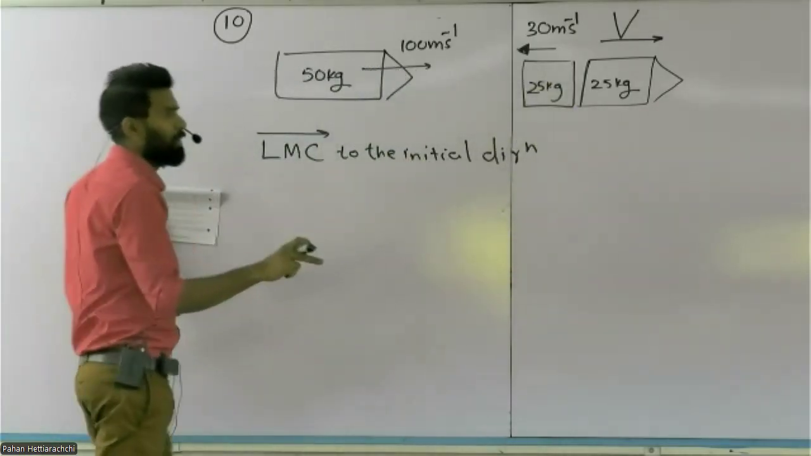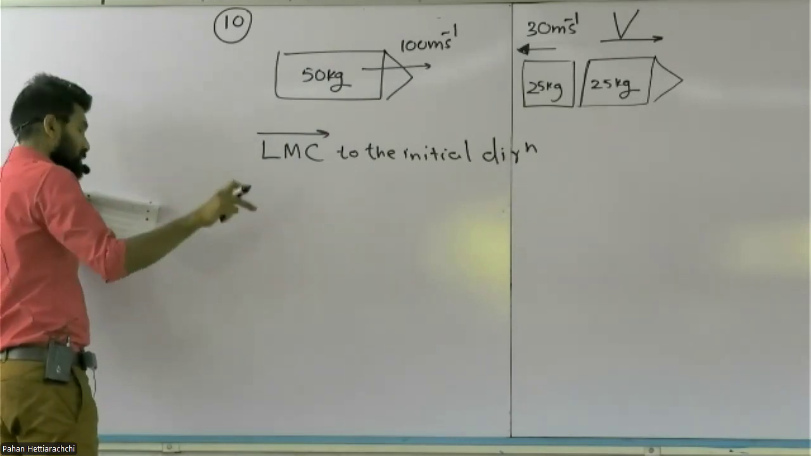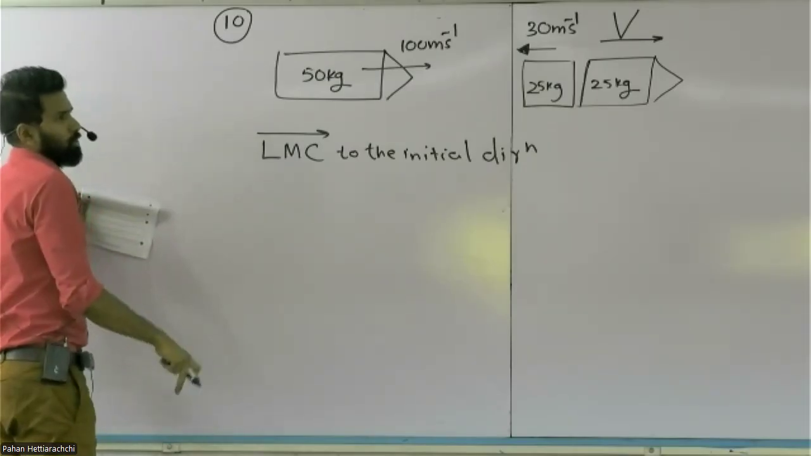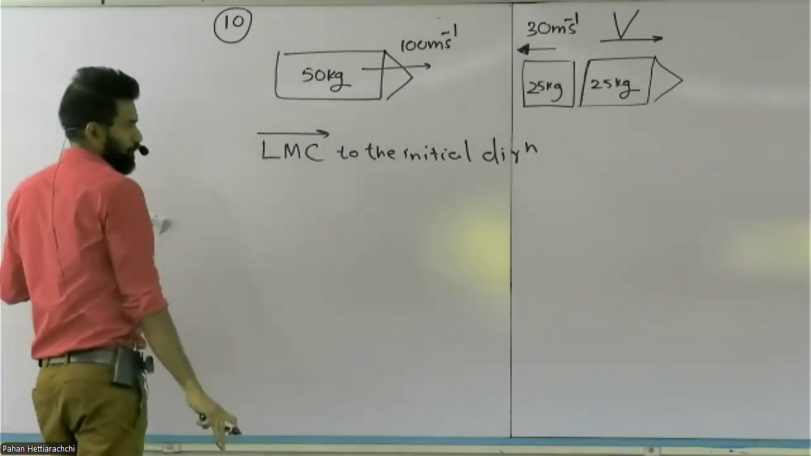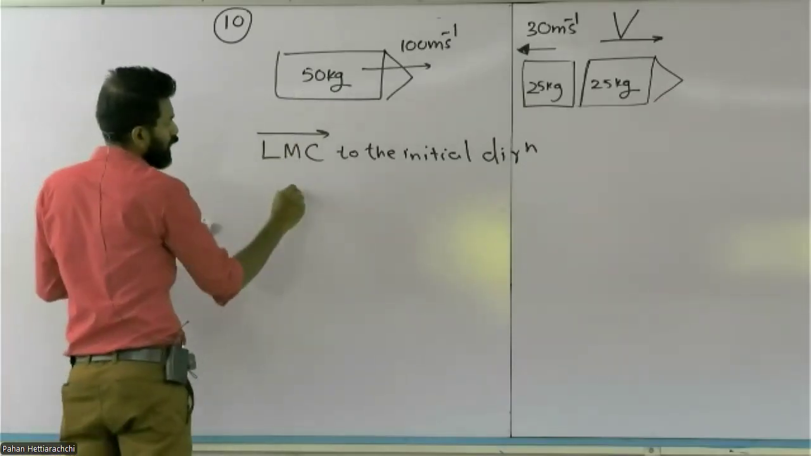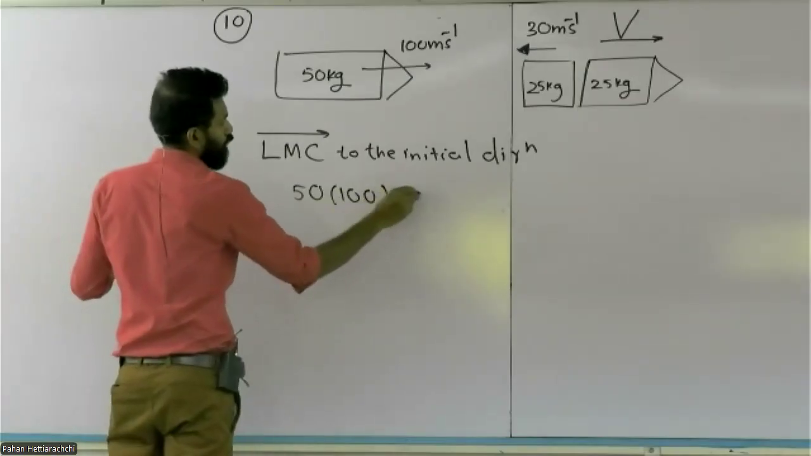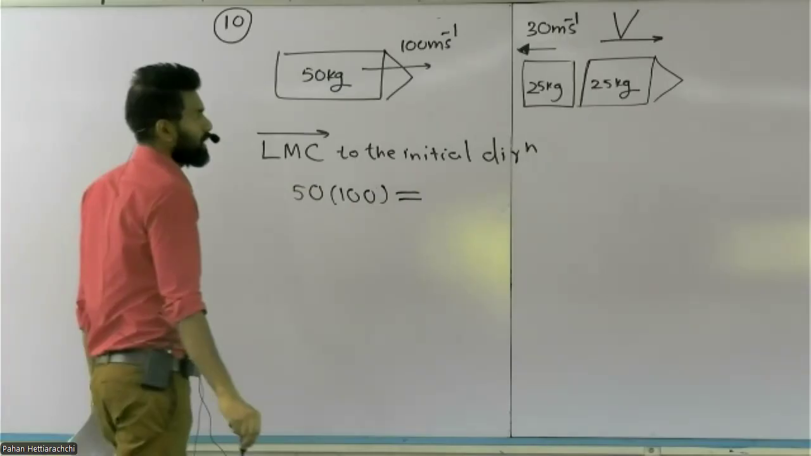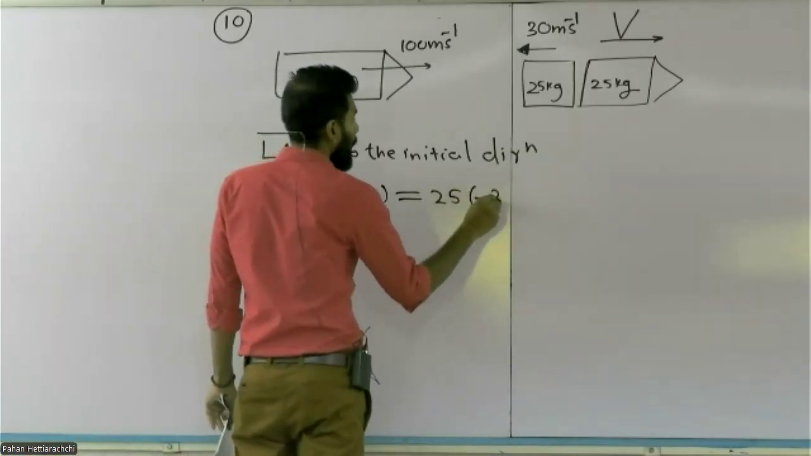But again, the force is always created with a Newton's third law companion. As you are considering the full system here, they will cancel out. So without any hesitation, you can apply LMC to the initial direction. Initially, what are the momentum components? 50 into 100, that's all. Mass 50, velocity 100. What are the final momentums? 25 into minus 30.